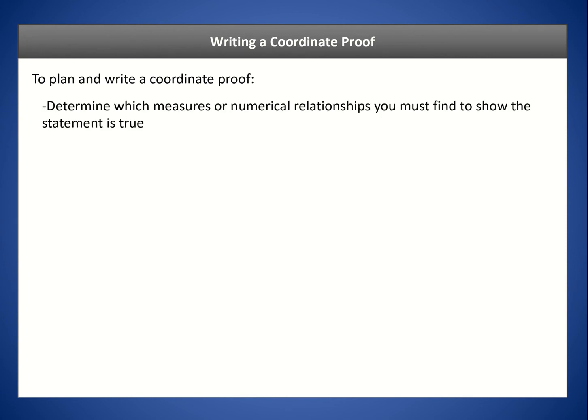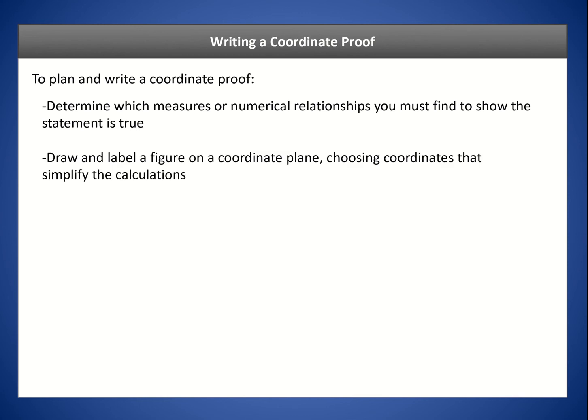Now to plan and write a coordinate proof, the first thing you want to do is determine which measures or numerical relationships you must find to show the statement is true. And this is sort of like the planning stage. You want to draw and label a figure on a coordinate plane, choosing coordinates that simplify the calculations. So for example, you generally want one of the vertices of a given shape to be at the origin. So make the diagram conducive and easy for you to do the proof. Find or compute the measures needed to prove the statement, and that's the execute proving step. So once you do that and you prove the statement by computing the measures, then you're done with the proof.